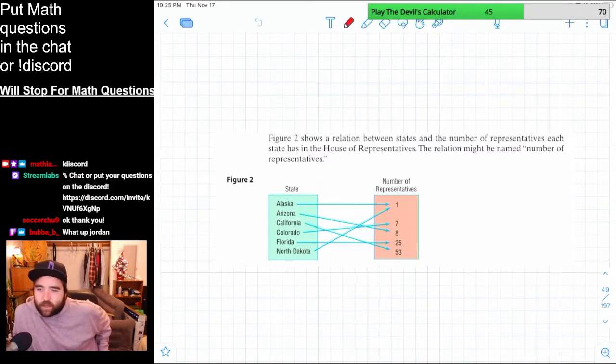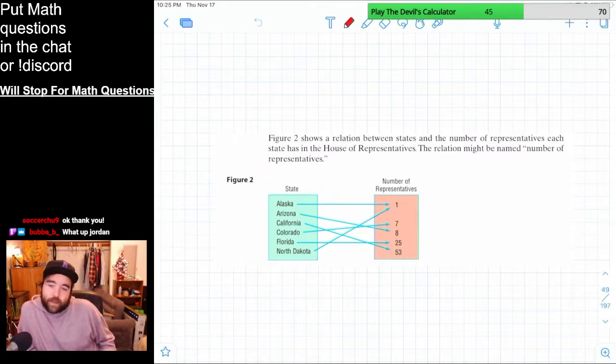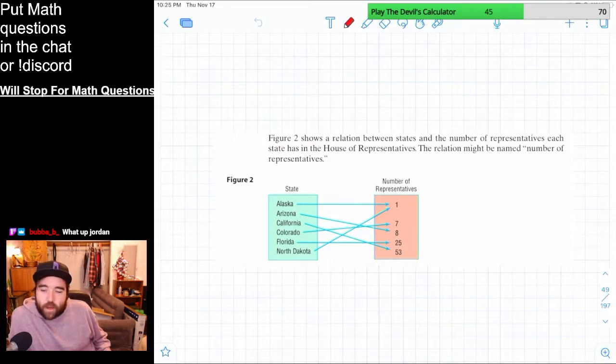Well, maybe it's just telling us. I haven't even read it yet. Figure 2 shows a relation between states and number of representatives each state has. This relation might be named a number. Well, I think we should be asking the question, is this a function or not? So what is a function?